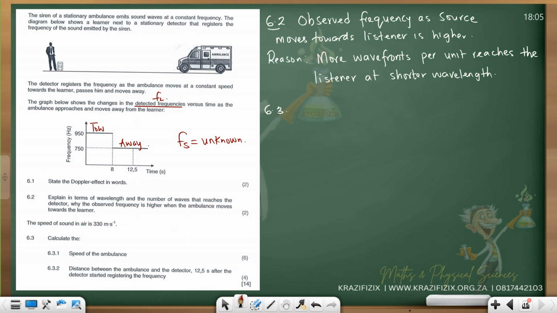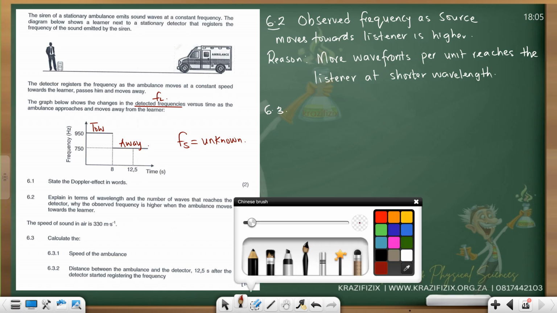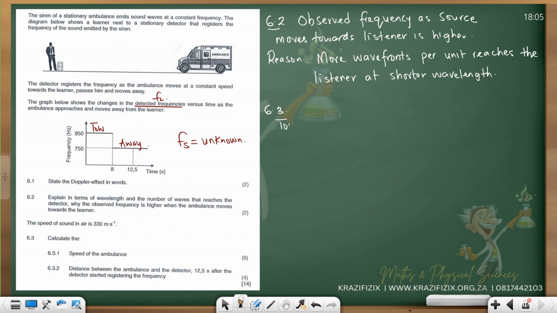Guys, let's do quick maths. Can we write down the things that we have? Oh, by the way, what do we have? Nothing. What are we looking for? We're looking for the speed of the ambulance. All right. This is what we do. Let's work towards first. What's our original formula? FL equals what? V plus or minus VL over V plus or minus what? VS. Are we good?